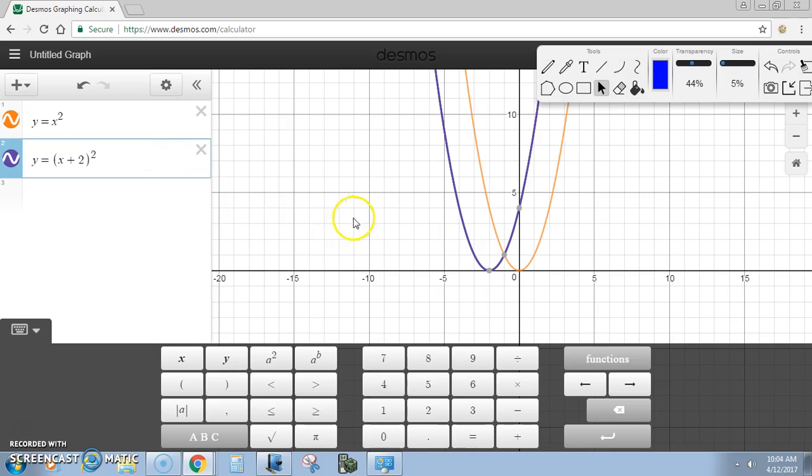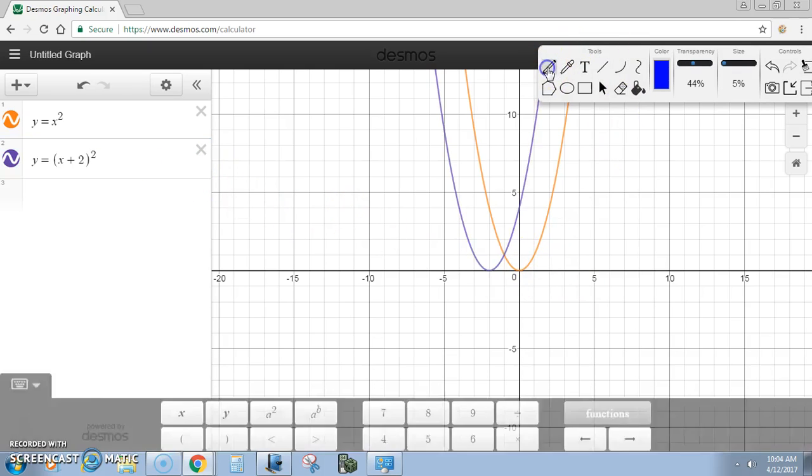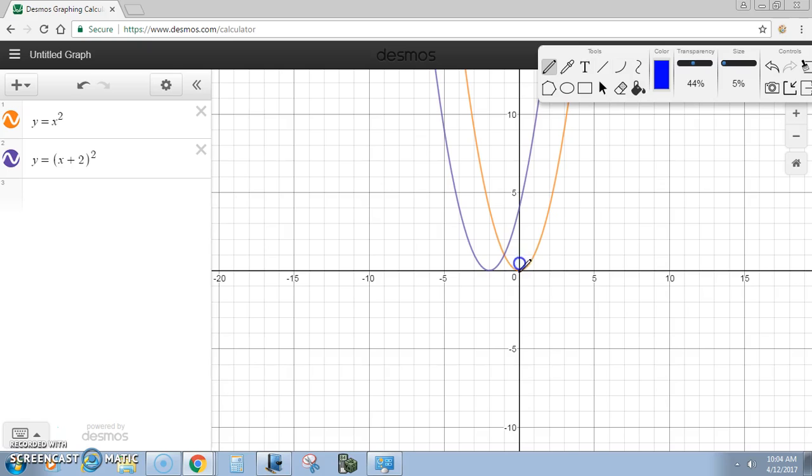Okay, so as you can see, look over here. I'm going to draw on my graph. It was at 0, 0. And now I've moved it to the left 2. So each point on my orange line is now on my blue line, but it's left 2. It's to the left 2.